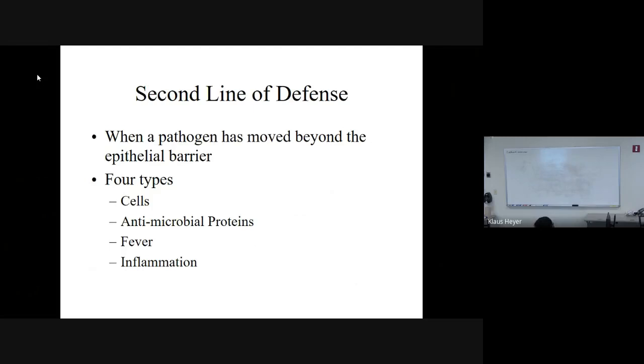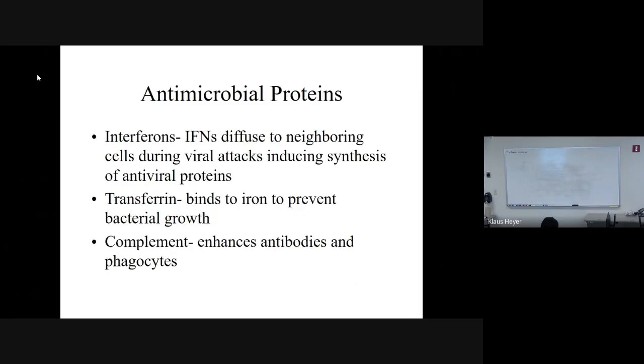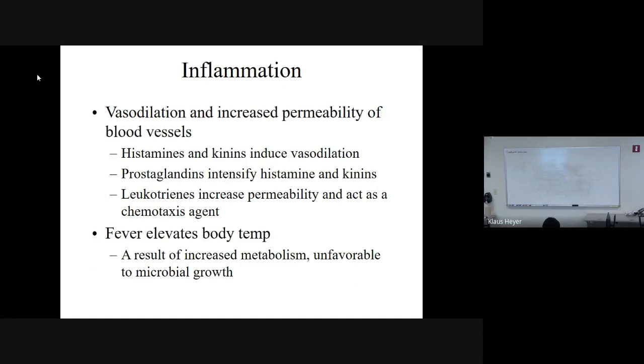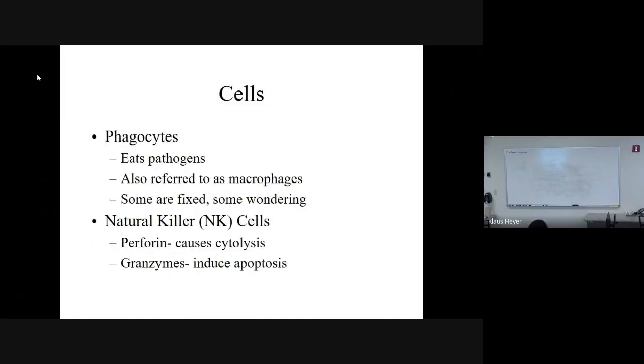Second line of defense. So, I'm gonna want you to discuss the second line of defense. So you can't just put cells, antimicrobial proteins. Which cells? Which antimicrobial proteins? Fever is kind of easy. It's not a lot to write about that. But what is inflammation? So the specifics on this are on the next three slides. Those are the specifics of it.